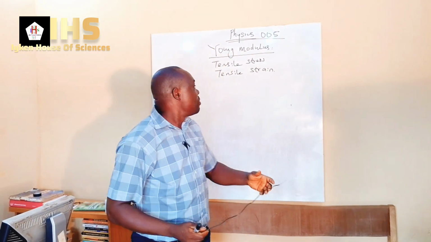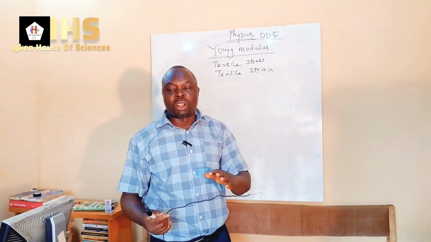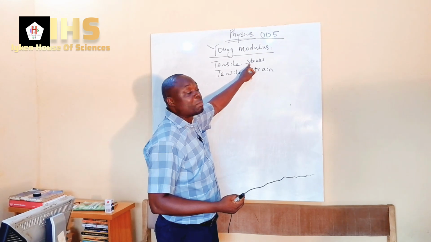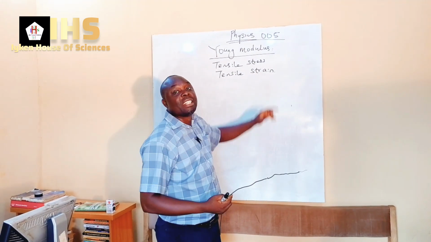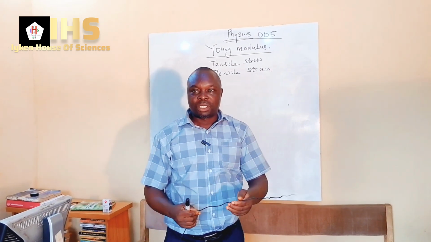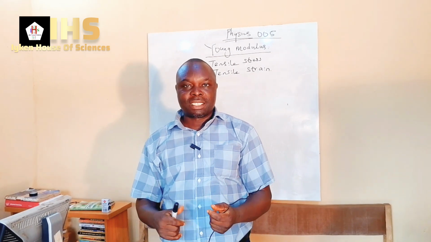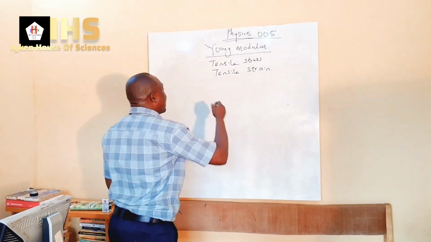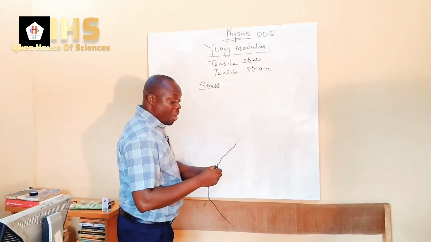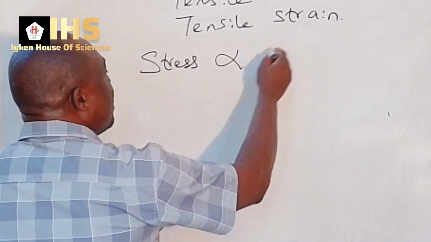So, with this consideration coming from Hooke's law, the tensile stress is proportional to the tensile strain. The force applied is proportional to the increase in length. So we can still have it in this way, that the stress on an elastic material is proportional to the strain.